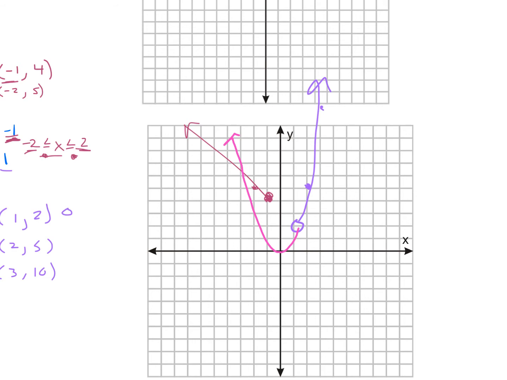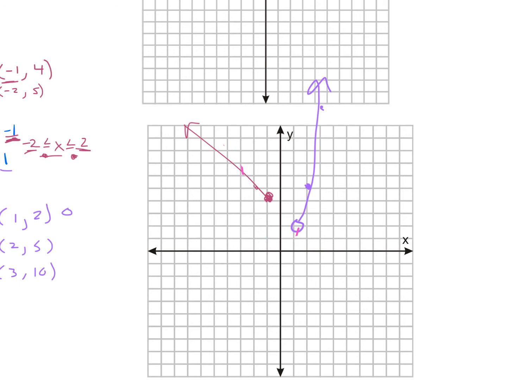If I plugged in 4, I'm going to get 17, which is all the way up there. So I know it shoots up pretty quickly. It's not linear, it's a little curve. Let me erase the pink part here.